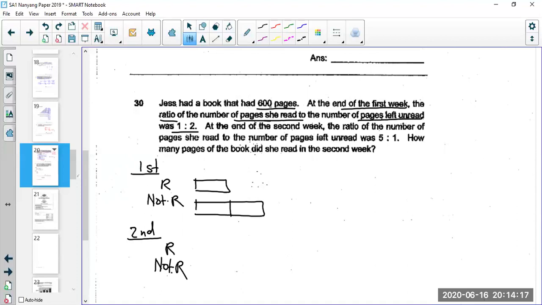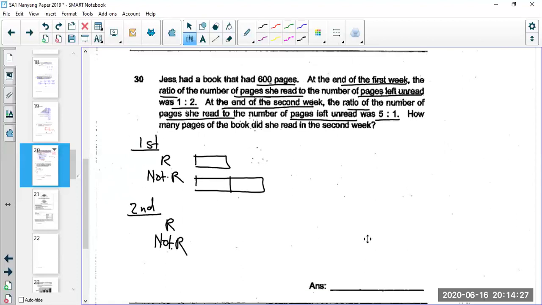So how to draw? You look at the ratio. At the end of the second week, the ratio of the pages she read to the pages left unread was 5:1. So let's draw 5:1. Just draw something like that: 1, 2, 3, 4, 5, and 5:1. Got it?